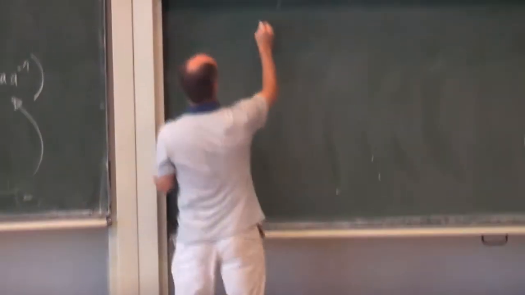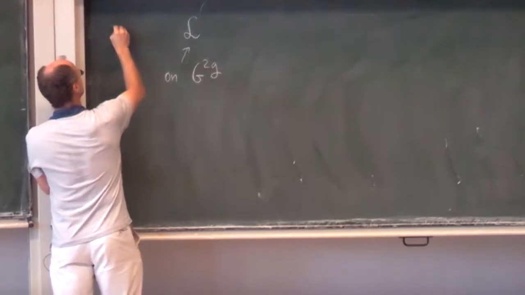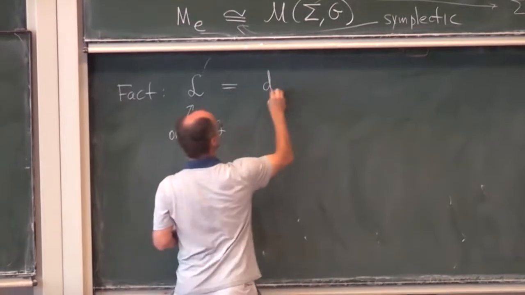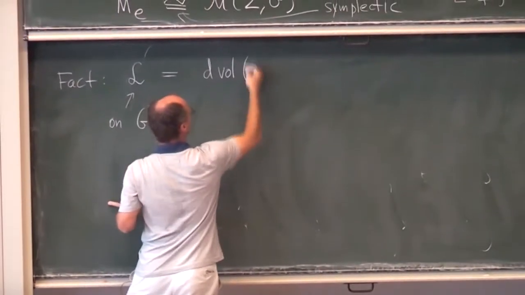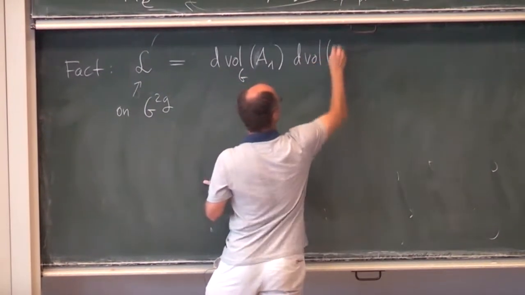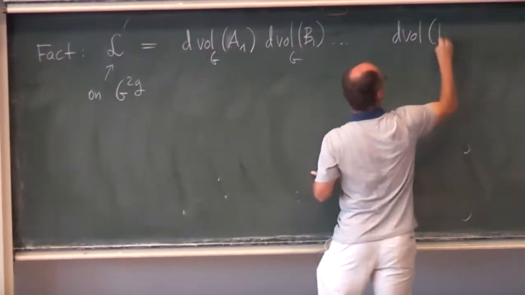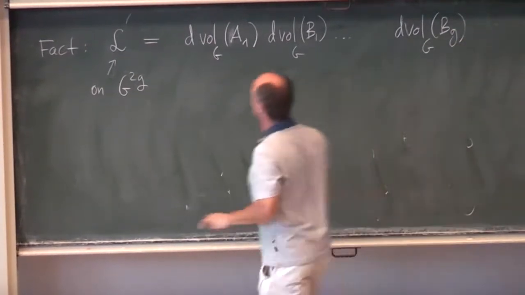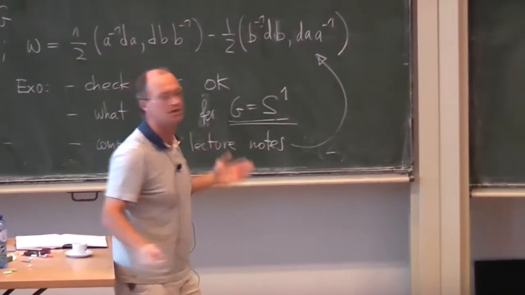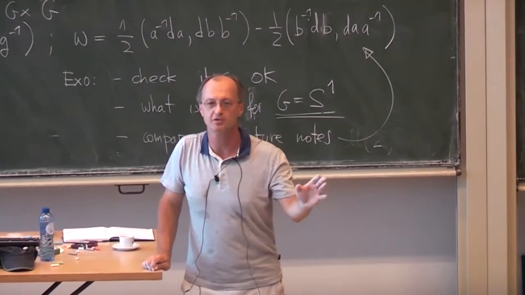So the Liouville volume on G to the power 2G, let's say fact, and it turns out that this is simply a product of Haar measures on all the 2G copies. So that's as simple as that. As I say, whenever you ask the right question, the answer is always simple and positive.